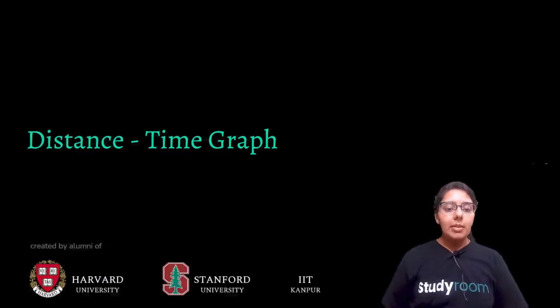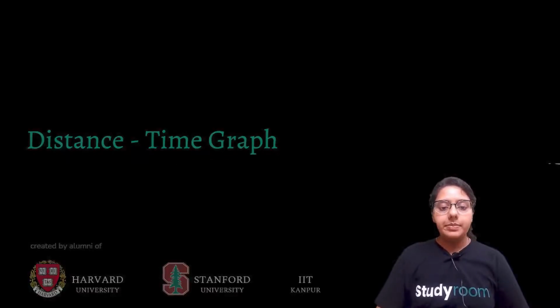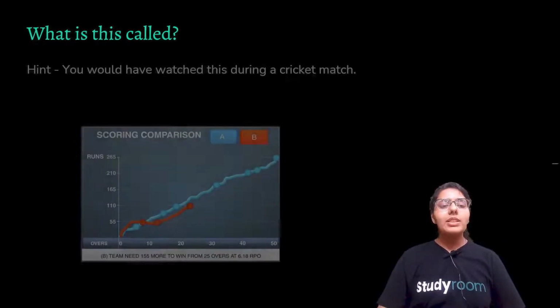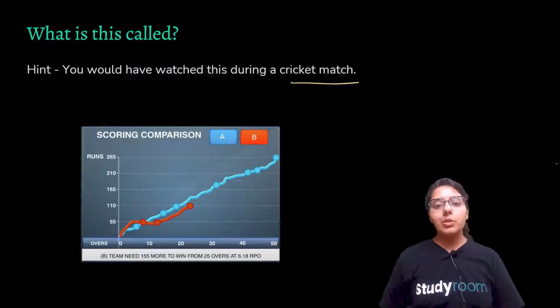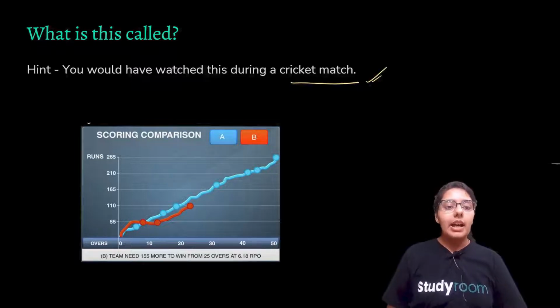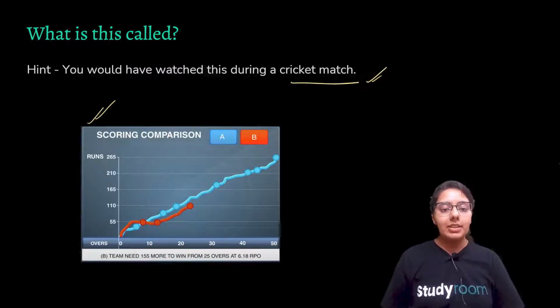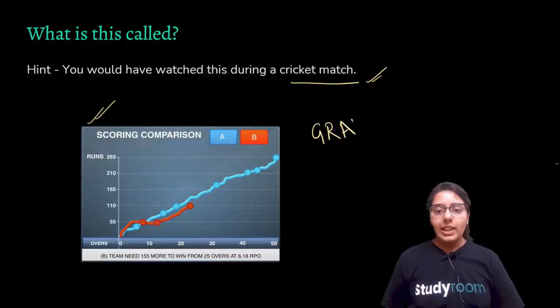So now we'll study about distance time graph. So what is this called? Most of you might be an avid cricket fan, so you must have seen this scoring comparison, right? So what is this called? This is called a graph.